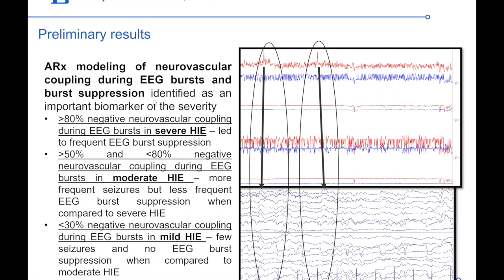So what we found is that in the few severe cases that we had, there was a lot of this negative neurovascular coupling. So when there's an increase in the energy in the EEG signal, there is a decrease in the total hemoglobin in the nearby tissue. That was in more than 80% of bursts in the severe HI cases, which led to frequent burst suppression, and unfortunately the prognosis was really bad in these few babies that we had. And then in the moderate HI, this negative neurovascular coupling was between 50 to 80% during the EEG bursts.